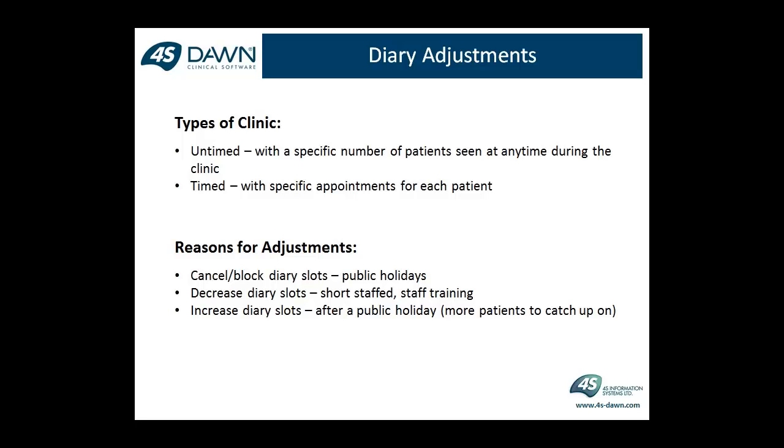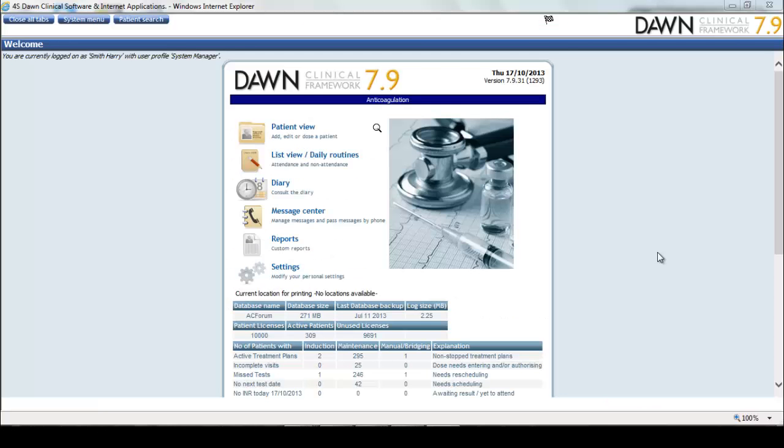So today what I want to talk about is making adjustments to the diary, because obviously there are times when we can't have a normal clinic running, for example the seasonal holidays, where you might want to block out a diary completely and see no patients. Or you might know you're going to be short-staffed on a particular day. You might have a staff training day, for example, and you just want to decrease the number of slots available to you. Or there might be times when you want to increase the number of slots. For example, after a public holiday, you know you're going to be busier and you want to increase the number of patients you can see. So I'm going to show you a couple of examples to show you how this works.